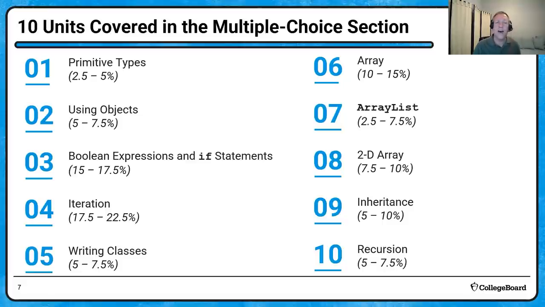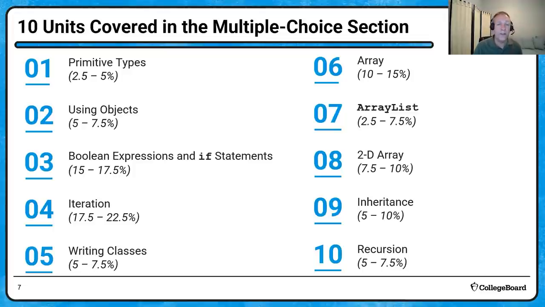And those could be in lots of different questions, whether they're about data structures or just about method and control questions. You'll notice that for unit 6, arrays, 10 to 15% of the questions are about arrays, while only 2.5 to 7.5% are about array lists. So not as many array list questions as there would be array questions. And then 2D arrays, 7.5 to 10%. So most likely you'll see more 2D array questions than array list questions. And that's just to get you prepared to understand what type of breakdown you'll see in the multiple choice section of the AP Computer Science A exam.